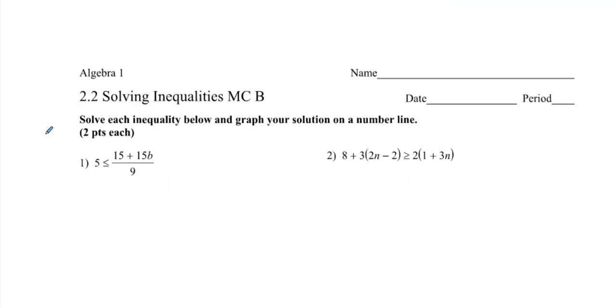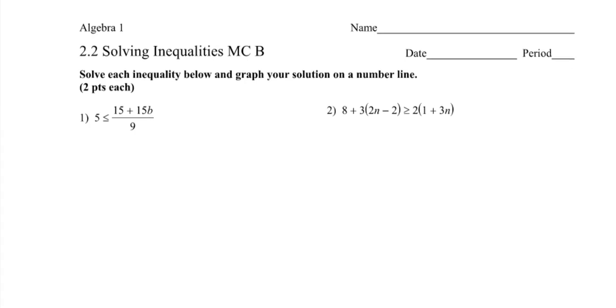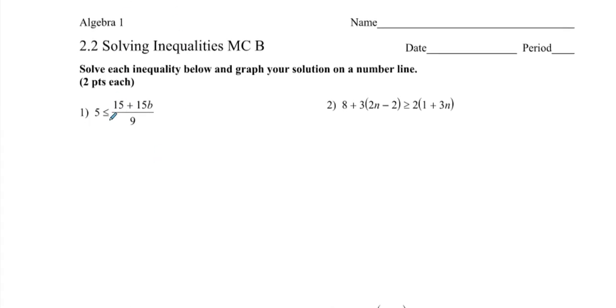We got 2.2, which is solving inequalities. Okay, so remember, think of things in terms of terms. I got one term here, I got one term here. Okay, since I'm down to 2 terms already, I can get rid of this denominator. I am going to multiply both sides by 9. Okay, so 9 times 5 is 45. This 9 and this 9, donezo.